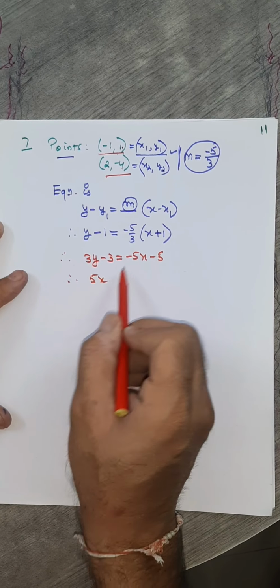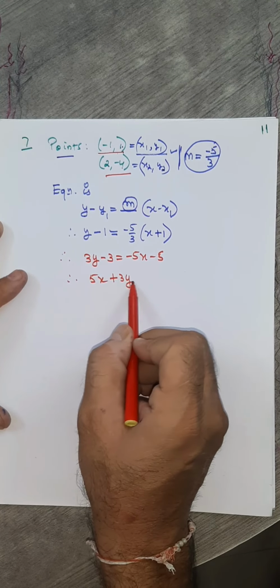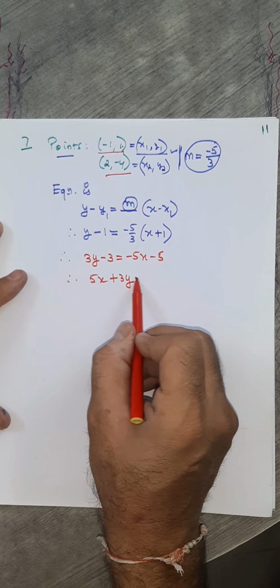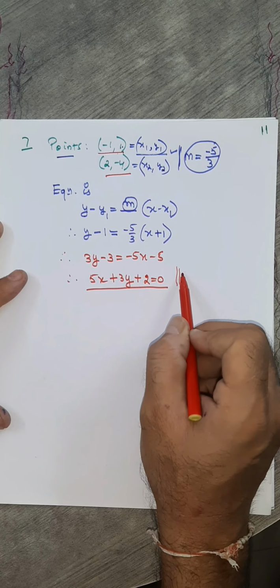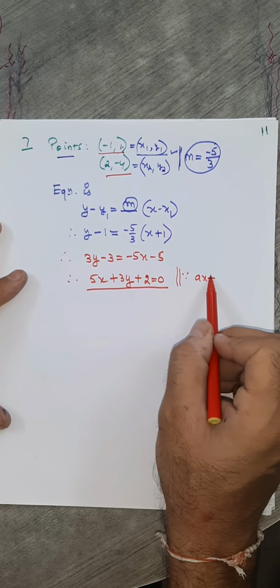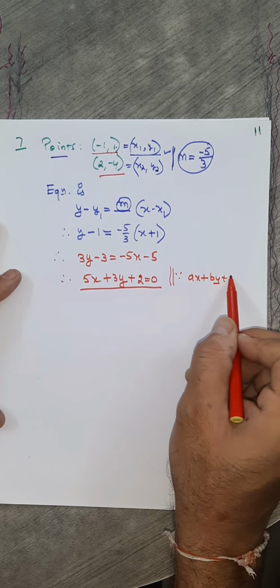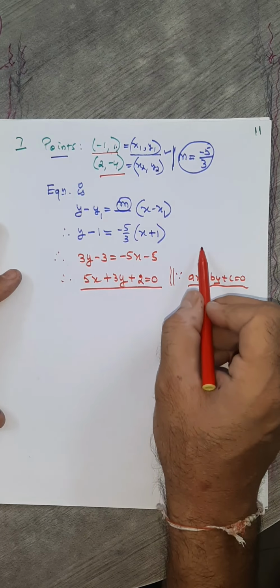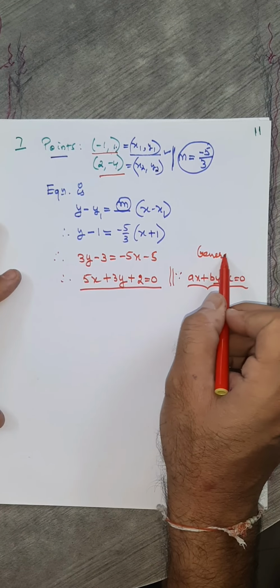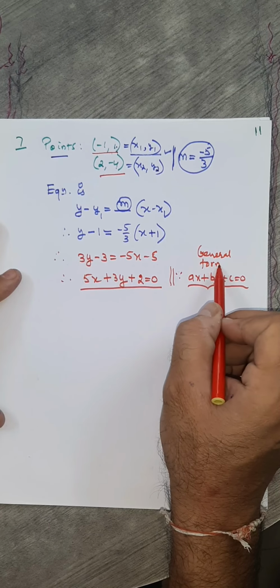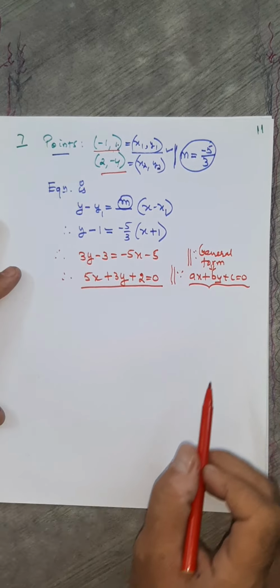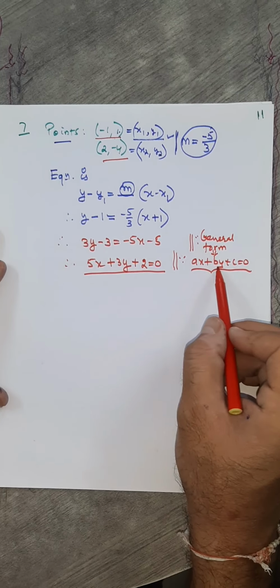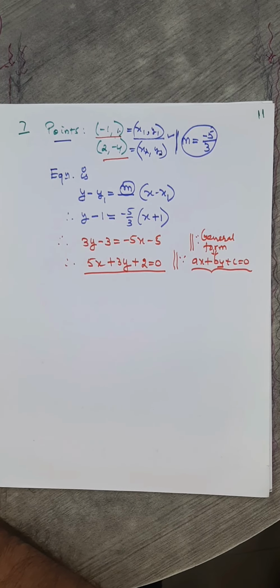So we'll get 5x plus 3y plus 2 equals 0, right? As I told you, your final answer should always be in this form: ax plus by plus c equals 0. This is the general form of the line. General form of the line, right? Every time you must have noticed our final line must look like this: ax plus by plus c equals 0 form.